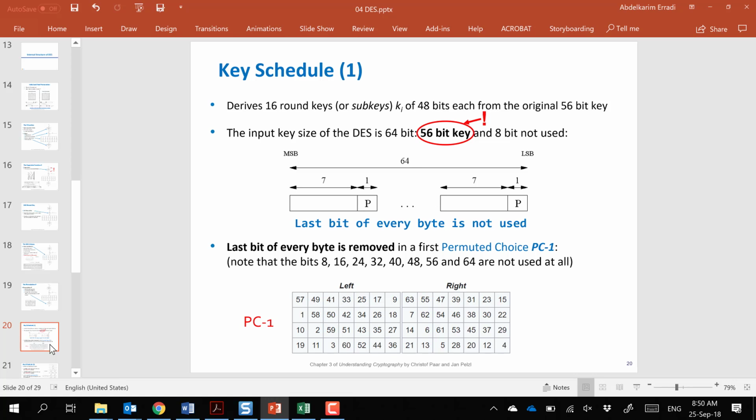Yes? Now, the bits that will go to the left use yet another table. We call this table PC1, permuted choice 1. These are the bits of the left side of the key, and these are the bits of the right side of the key. Yes? So what's the size of the left side of the key? 28 bits. What's the size of the right side of the key? 28 bits. And here is how we generate the key.